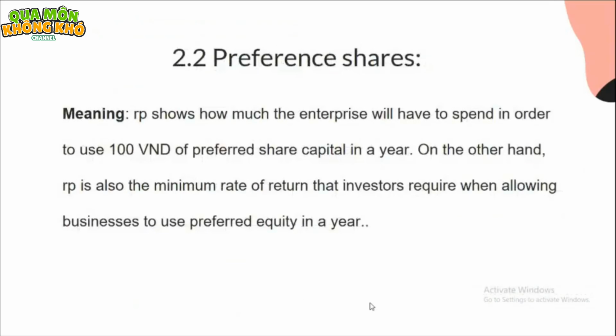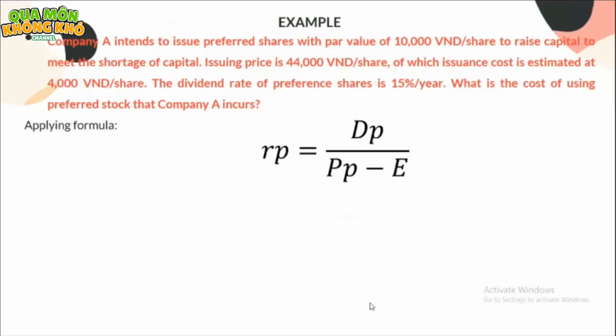And the meaning is quite similar to the cost of debt. It shows what it costs to use 100 Vietnam đồng of preferred share capital in a year, and RP is also the minimum rate of return when using preferred equity in a year. And this is the example. I hope you guys can calculate with me one more time.